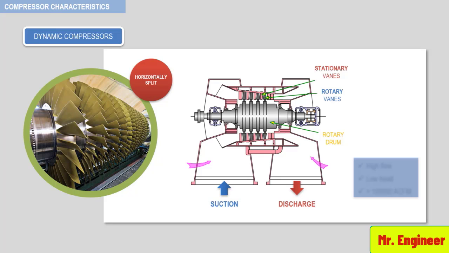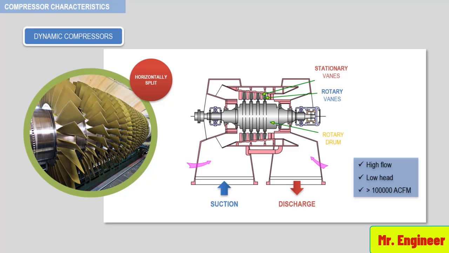Axial compressors are used for high-flow, low-head applications, usually above 100,000 actual cubic feet per minute inlet flow. The most common applications for axial compressors are air blowers for the fluid catalytic cracking units used for petroleum refining, MTBE compressors, and gas turbine air compressors.